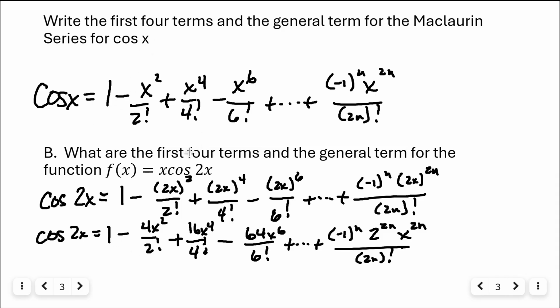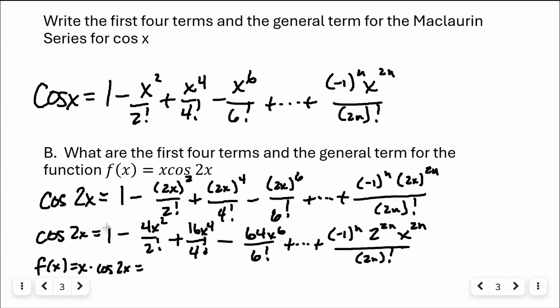Now, I want the function x cosine 2x. So I'm going to have to take all of these terms and multiply them by x.